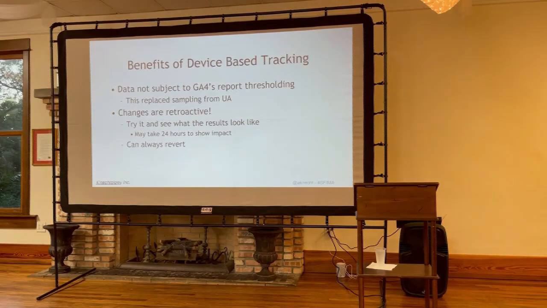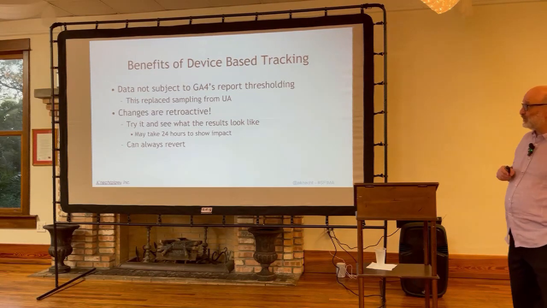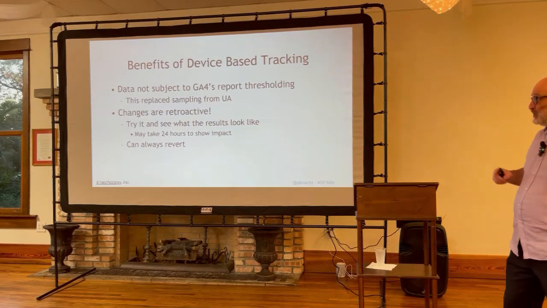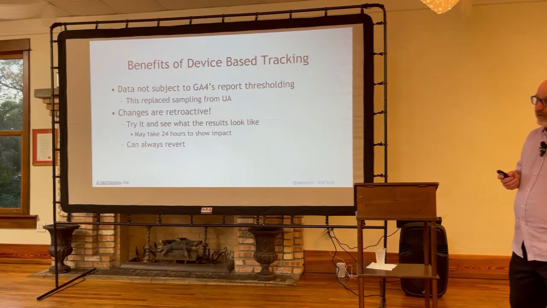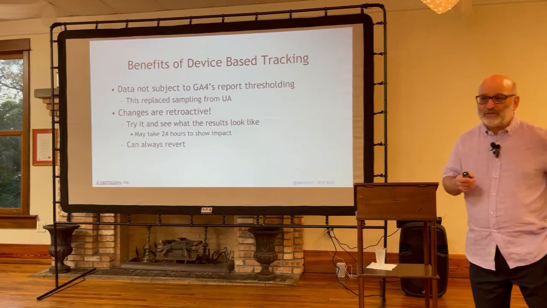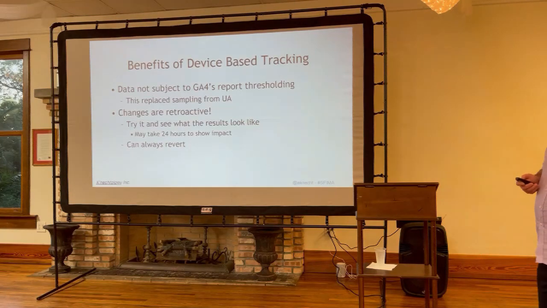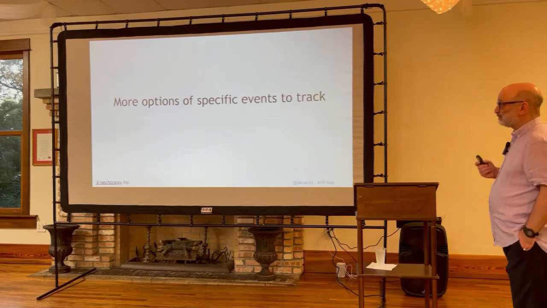And once again, the benefits of device-based tracking, you're not subject to the thresholding. There's no sampling that existed in Universal Analytics. Changes are retroactive, so you can flip them back and forth as often as you want. And just be aware that for all your historical data, it could take up to 24 hours, but usually within like a week's worth of data is almost instantaneous. So just be aware, as I tell people, if you do really want to do it, do it before you go home at night, and the data should all be processed by the next morning. And you can always revert if you don't like the data.